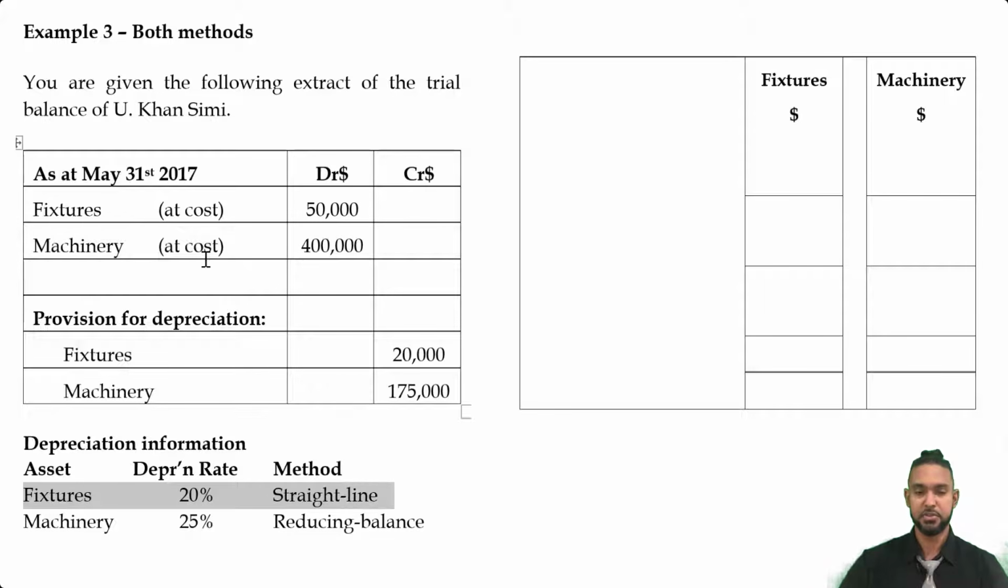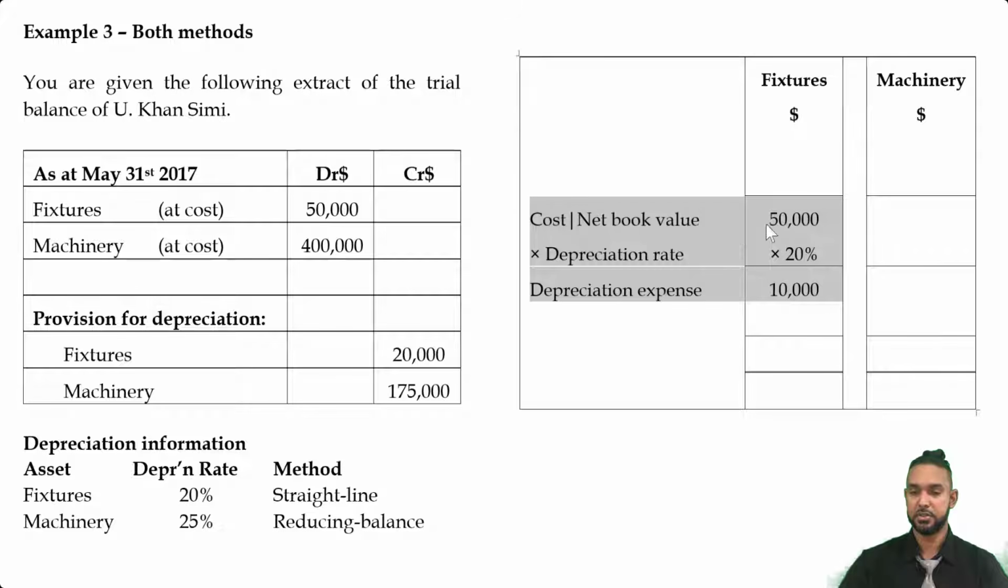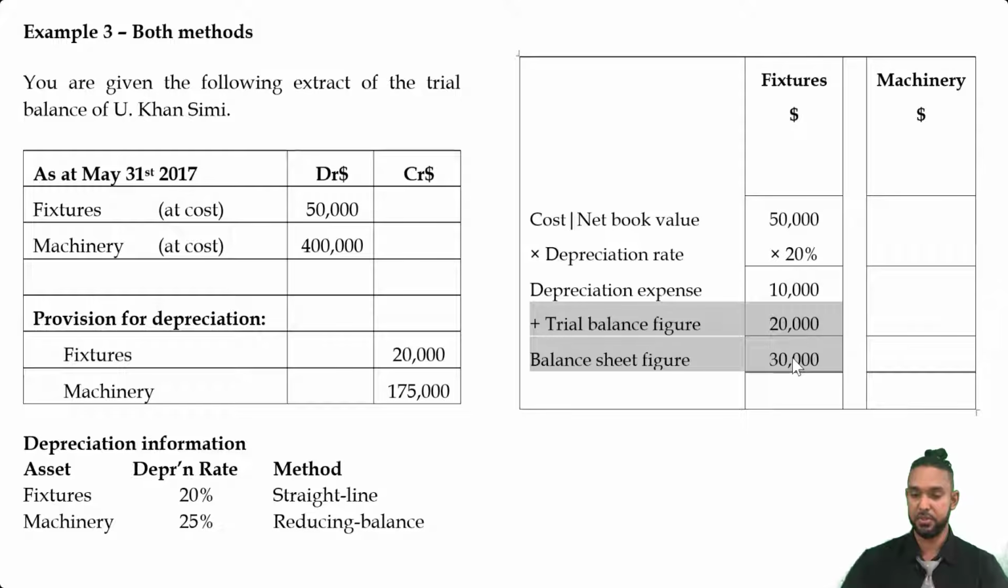Let's take the fixtures. We're going to take that 20% and multiply by the 50,000, right? So I'm going to start here actually. So the cost is 50,000. That's multiplied by the 20%. That gives us 10,000. Don't worry about net book value. That has to do with the machinery. So just ignore it for now. Now, this 10,000 is the current year's depreciation expense, the income statement figure. What do we need? The balance sheet figure. How do we get it? We add this 10,000 to the previous depreciation as per the trial balance, which is 20,000. And 10 and 20 will give us 30,000.